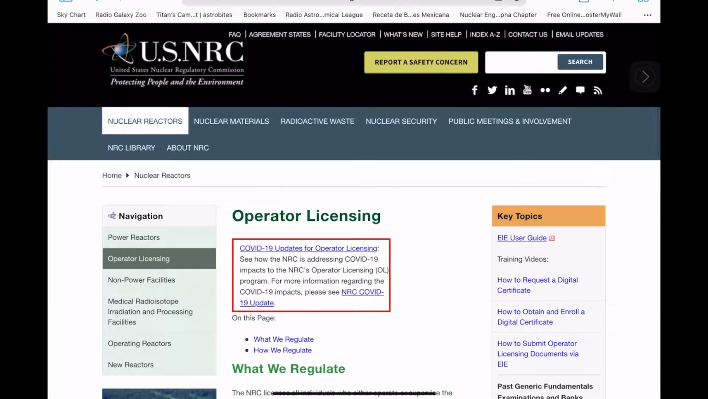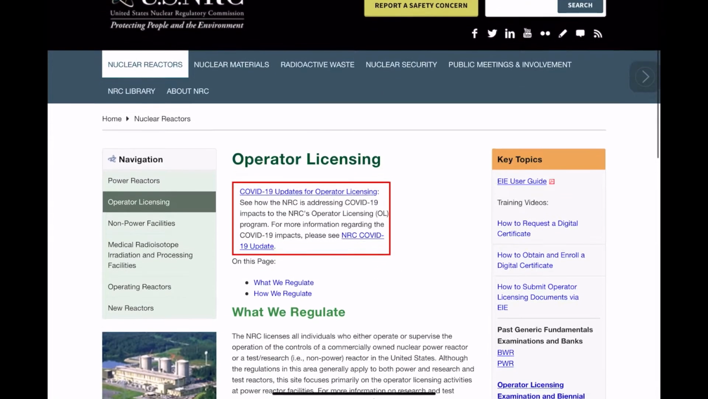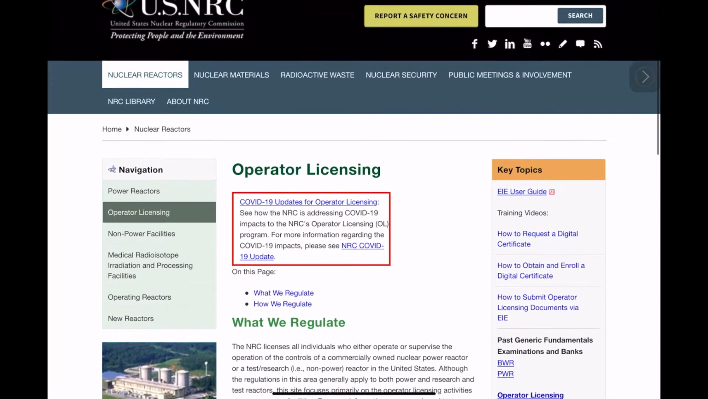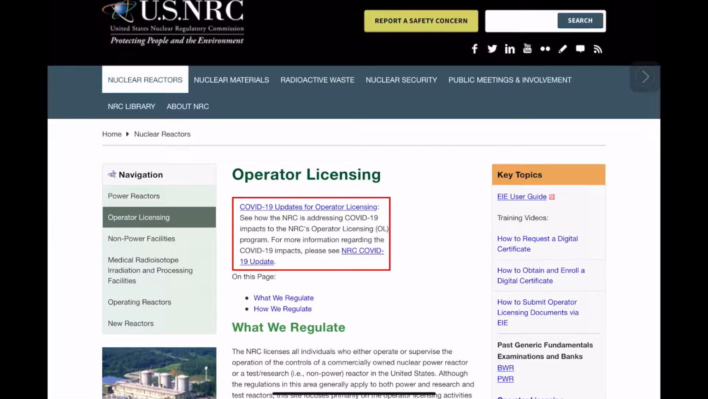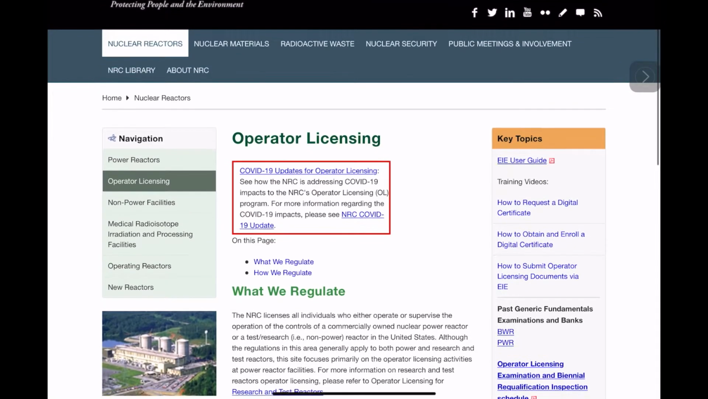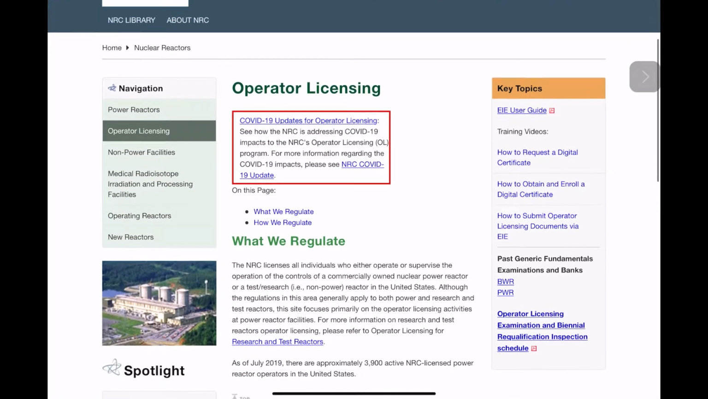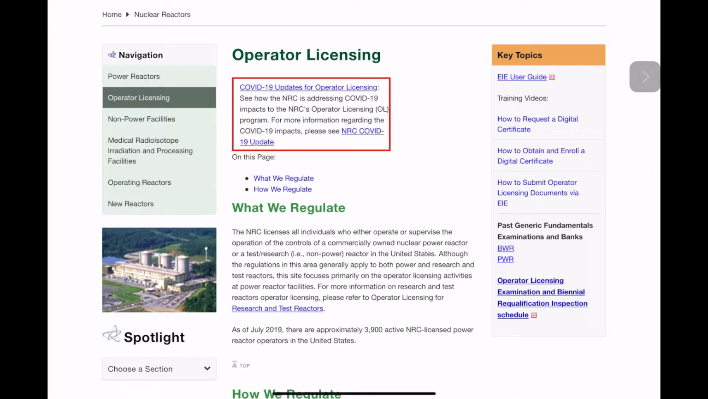Okay, so we're gonna start talking about the GFEs, the Generic Fundamentals Examination. But before we do that, I like to talk about how the Nuclear Regulatory Commission licenses nuclear reactor operators. So the NRC oversees all the licensed individuals who operate nuclear power plants, so they can be in the control room and operate the reactors.